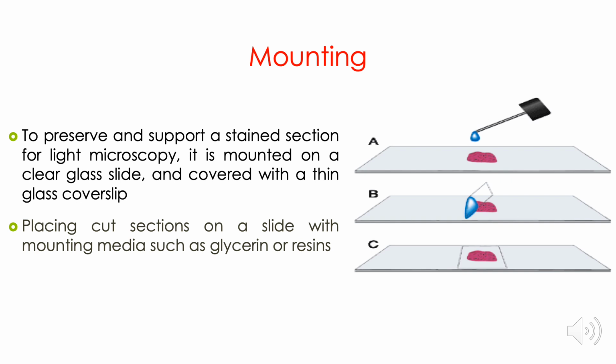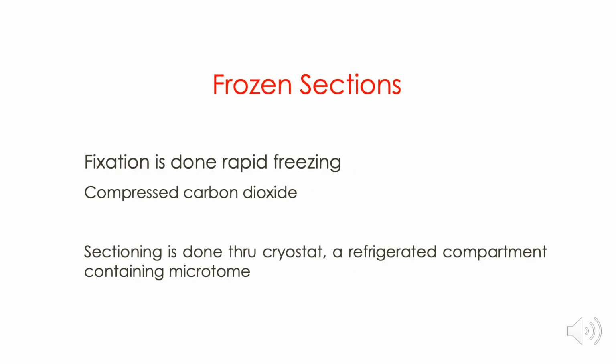So the shortcut method I've been telling you about is the frozen section. This time, you do not immerse the specimen in formalin and then dehydrate the specimen and then do the clearing procedure and embed the specimen. This time, you will just do rapid freezing using compressed carbon dioxide. I hope you can still remember in some sci-fi movies the gas, and if the actor comes in contact with the gas, the actor will actually freeze. That's actually compressed carbon dioxide.